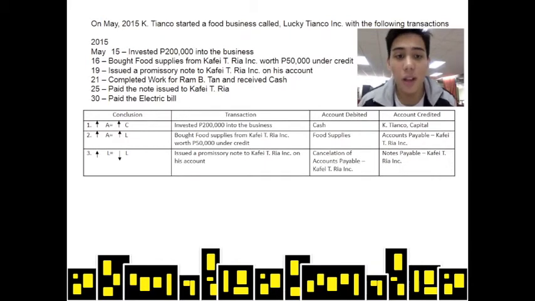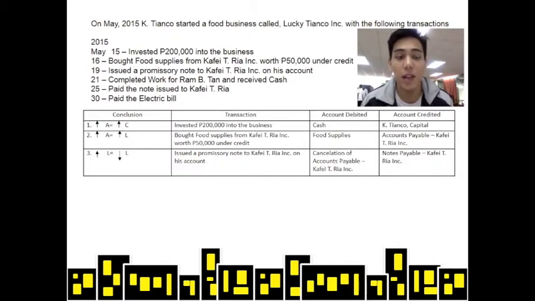So now let's talk about your third transaction, which is issued a promissory note to Cafeteria Inc. on his account. So you're gaining a liability and also decreasing a liability since you're gaining a promissory note to another business and you're canceling out the accounts payable. So it's going to be a decrease in liability is equal to an increase in another form of liability.